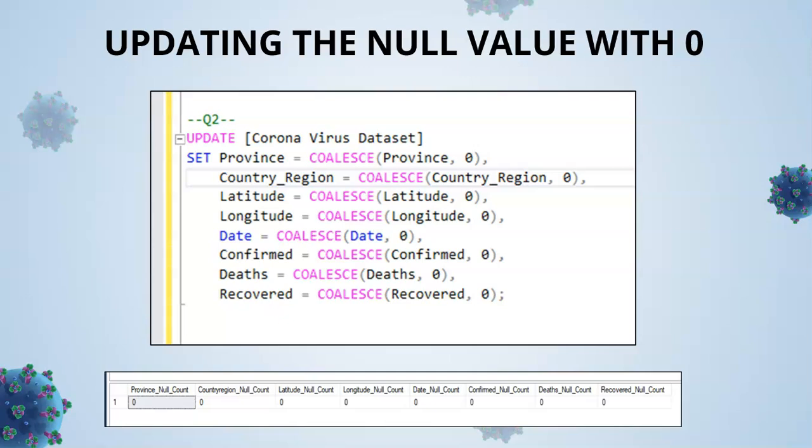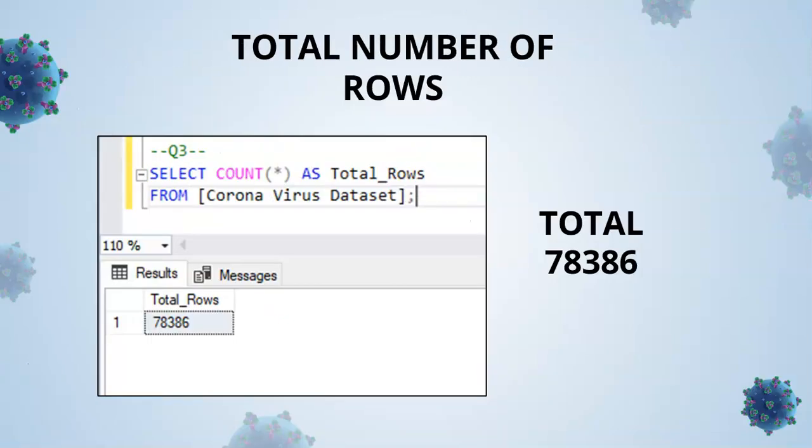Here, this part is used to update the null values with 0. It specifically updates each column, and it effectively fills in any missing values with zeros, ensuring that all the columns have a value, and it prevents potential issues in calculation or analysis due to the nulls. Here, to check the total number of rows, the SQL query retrieves the total number of rows in the dataset by counting all the rows.